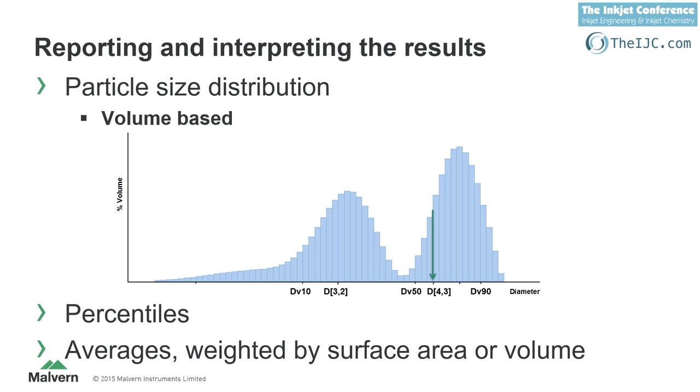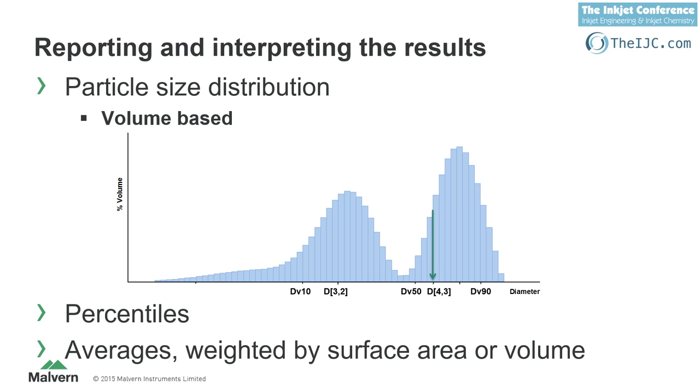And which parameter you use to specify your product depends on what you're trying to control. It tends to be milling processes and making sure there aren't any oversized particles. Look at the Dv90 or the volume weighted average to tell you about the biggest material in your distribution. So that's what we get from laser diffraction.